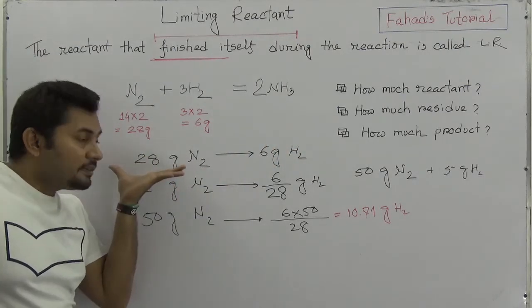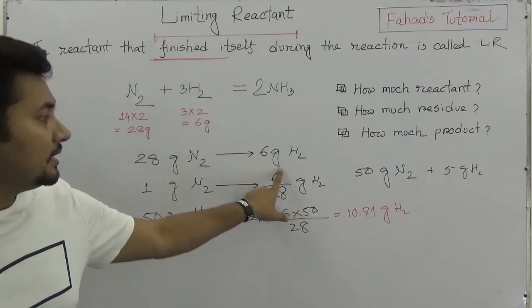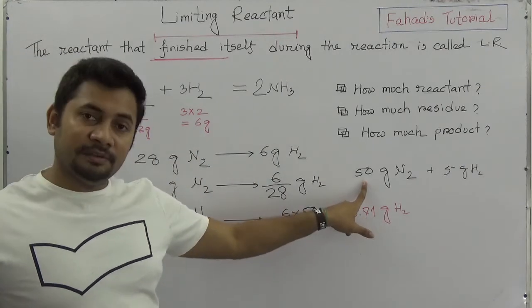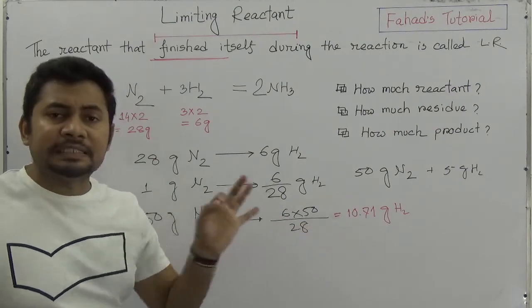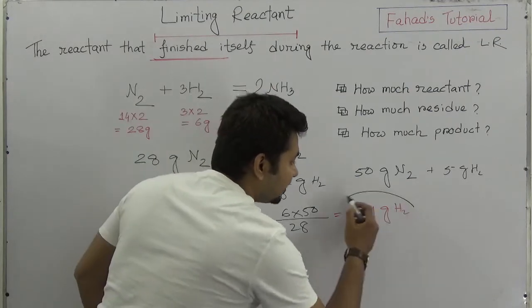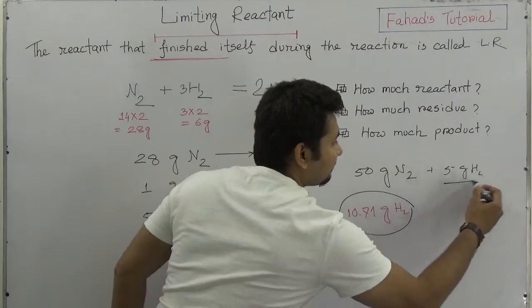And then we make an equation that 28 gram nitrogen is reacting with 6 gram hydrogen. This is my standard line. So now 50 gram nitrogen is given, so 50 gram nitrogen is reacting with 10.7 gram. That means this amount of hydrogen is required. But you see, there is only 5 gram.